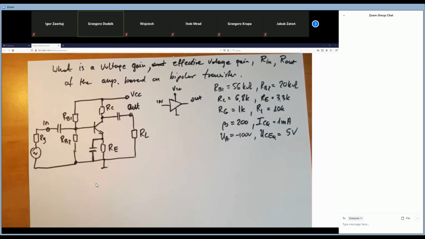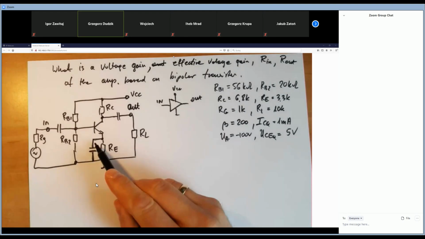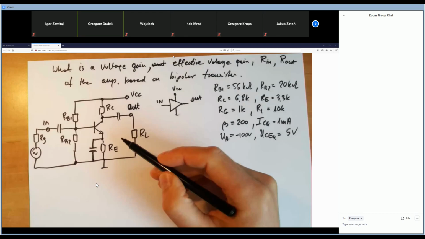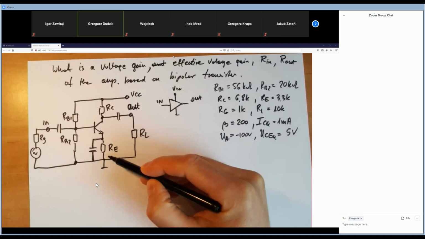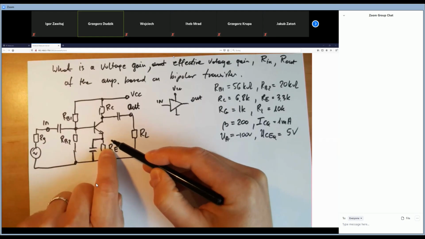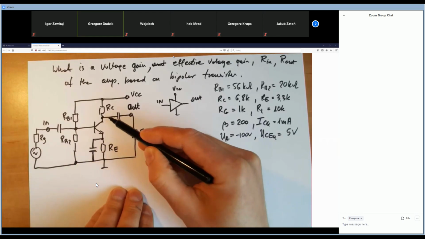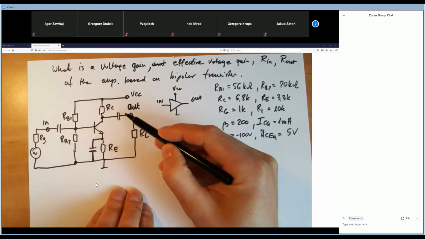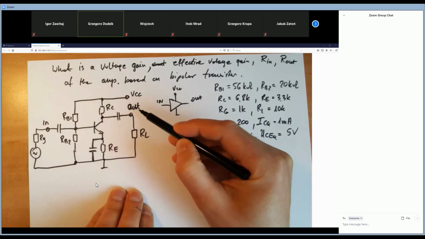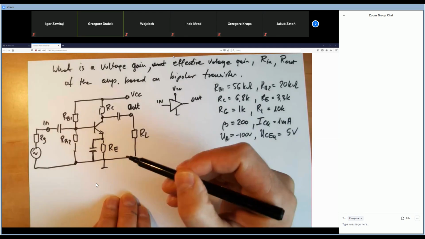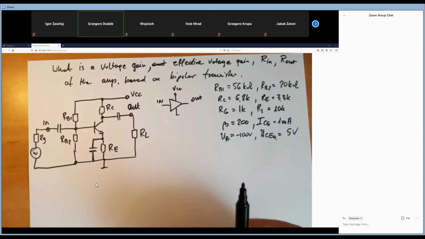Why? Because if we do not put this capacitor here, the AC signal will see the voltage drop on this resistor. What happens then? The voltage change here will be lower, so the output signal will be lower too than in the situation where we have this capacitor. That's the one case. Great.